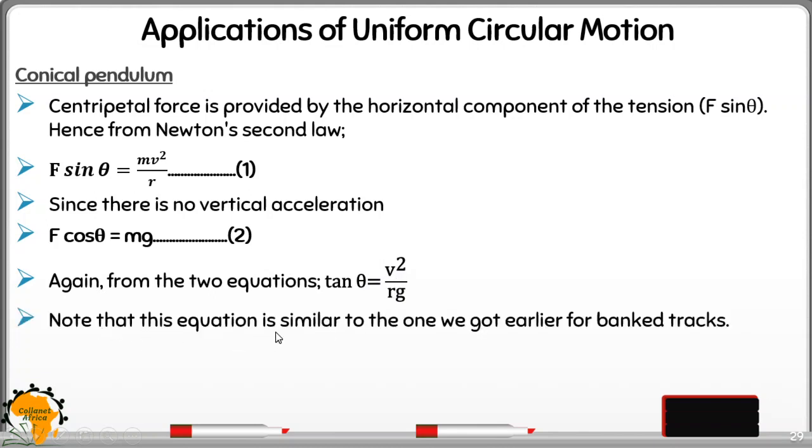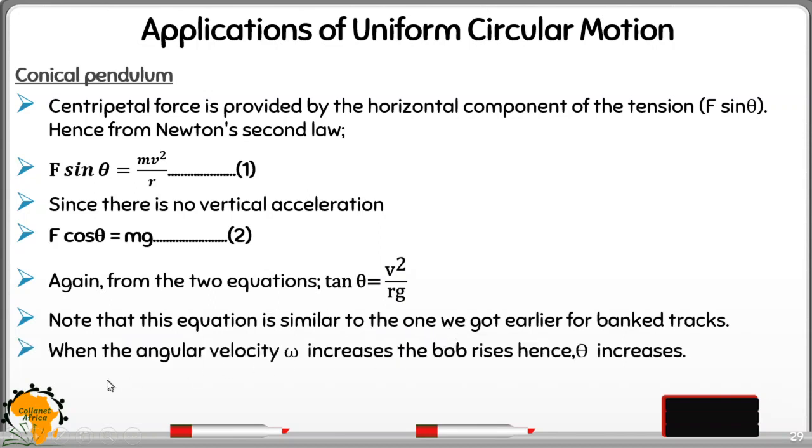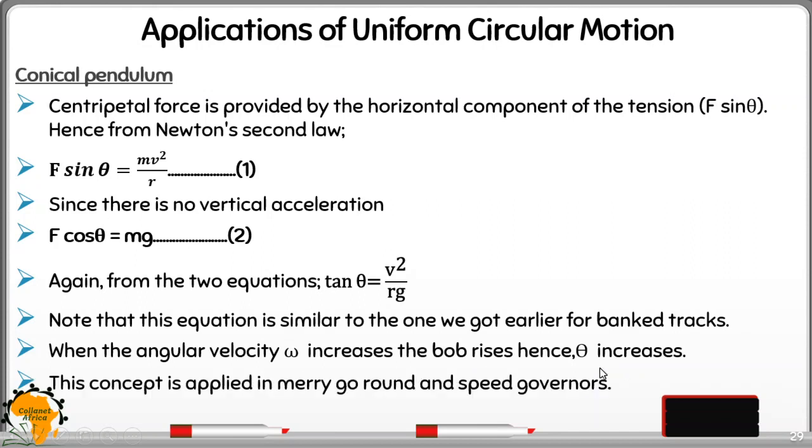Note that this equation is similar to the other one we got earlier for the banked tracks. When the angular velocity omega increases, the bob rises, hence theta increases. And this concept is applied in the merry-go-round. When you have a merry-go-round, you find that as you increase the rate of rotation, theta goes up and you are able to move up. It is also applied in speed governors, as we are going to see later.